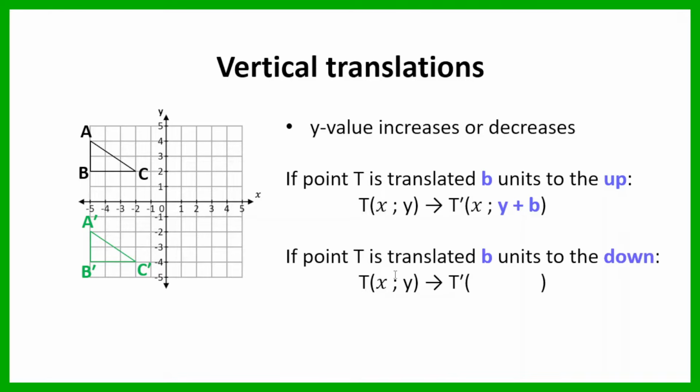However, if you go b units down with point T, which has coordinates (x, y), then those coordinates are going to change to x and then y minus b, because as you go down the Cartesian plane, the y values decrease. Okay, so that's vertical and horizontal translations. Now these can also be combined. You can also have horizontal and vertical translations happening at the same time. And then the horizontal part of it, so the left or right movement, is going to affect your x value, and the up or down movement is going to affect your y value.